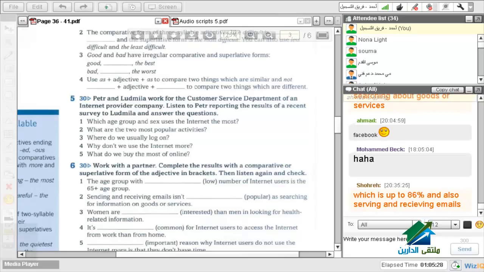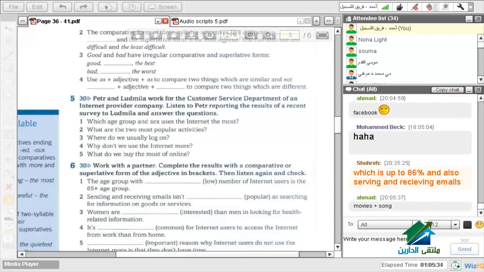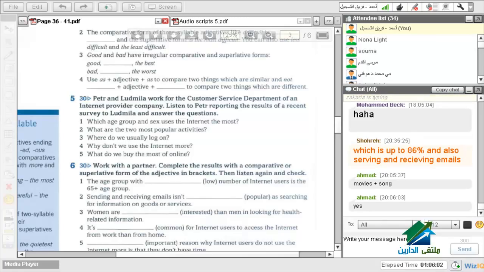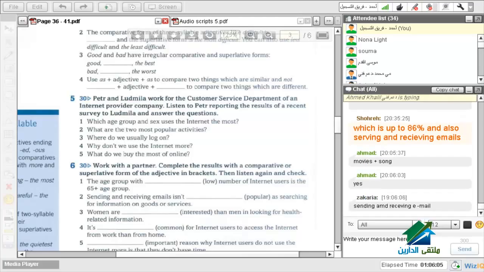The first, the most popular activity is searching for information. That's a good answer. The second, Ahmed, movies and songs. Good. So the second most popular activity is, this is only in Arabic, the second most popular activity is sending and receiving emails at 85%. Right? So searching for information and sending mails. The two most popular activities. Like Ahmed said now, movies and songs and Facebook, I will tell you frankly, in the Arab world.